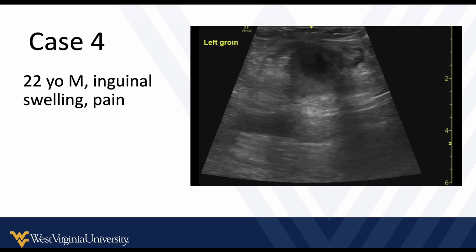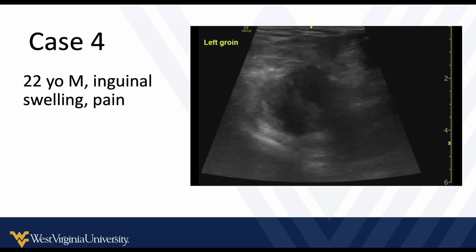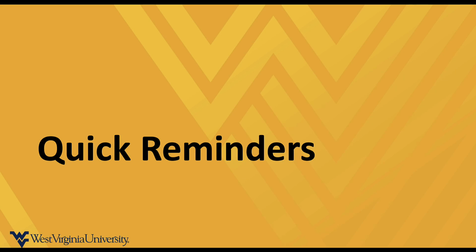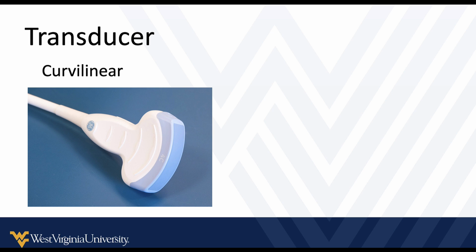So take a look at those, and we're going to review some of the findings and what to look for and how to look, and then we're going to come back and regroup on these cases. Just first, hit on a couple of quick reminders about how to do specifically the biliary tract exam first. Most of the time we prefer to use the curvilinear transducer.